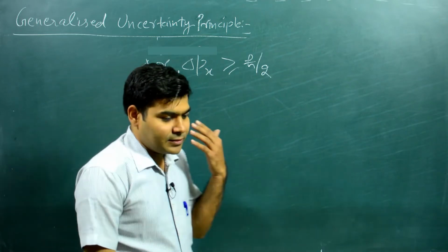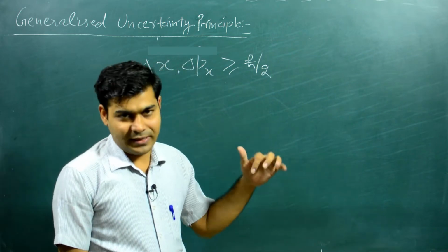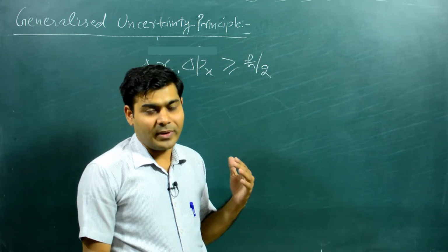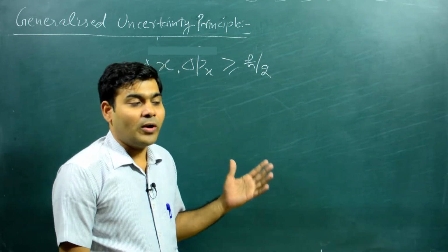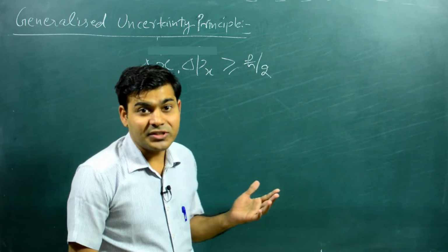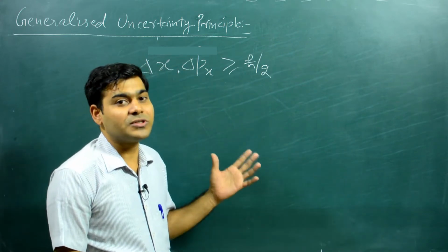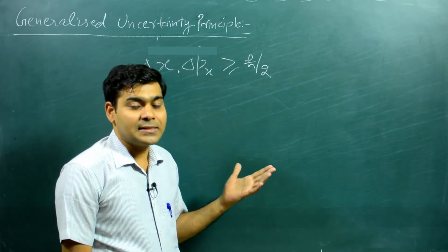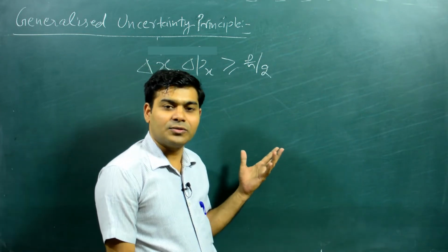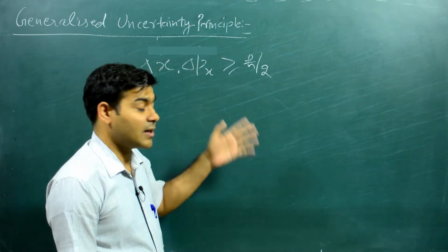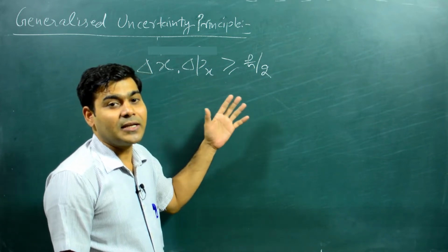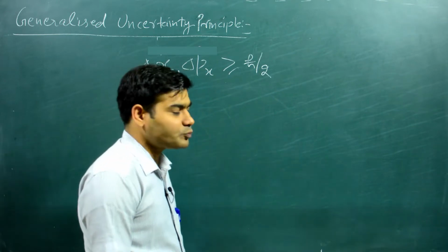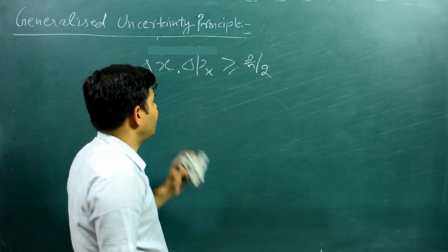So it is not the case that this relation is true only for x and px. There are certain other quantities like energy and time, or angular position and angular momentum, where this relation also holds. Or it can be further extended to a generalized uncertainty principle where you have any two general operators, A hat and B hat, for example, and you calculate the uncertainties in the measurement of A and B. And then you take the product of these two uncertainties and you see whether it is greater than or equal to a certain quantity, a certain number, that we would like to explore today. Okay, so let's try to do that.